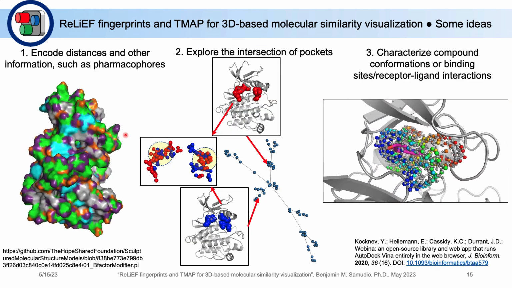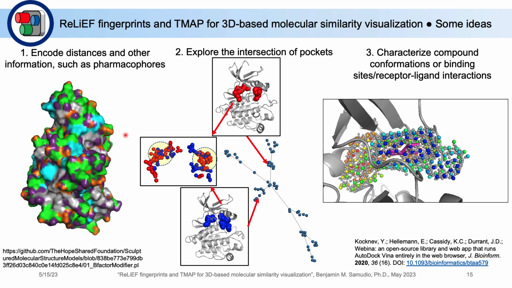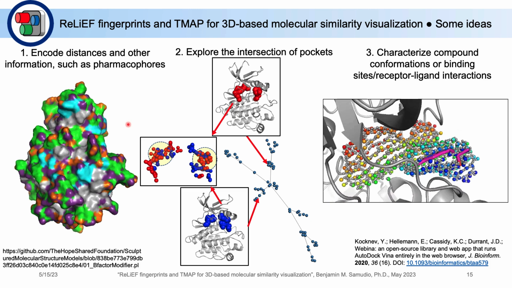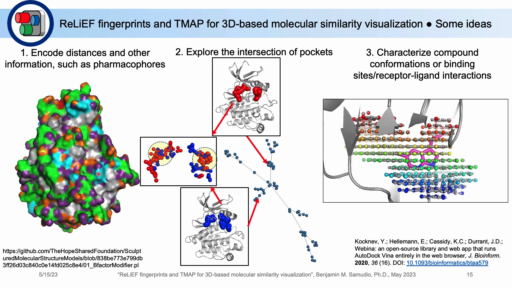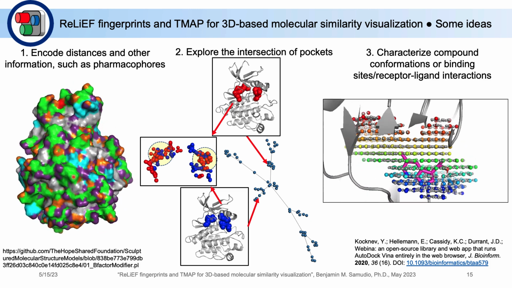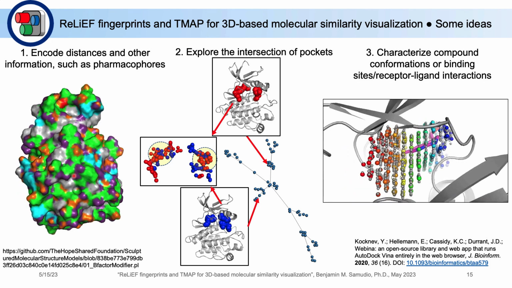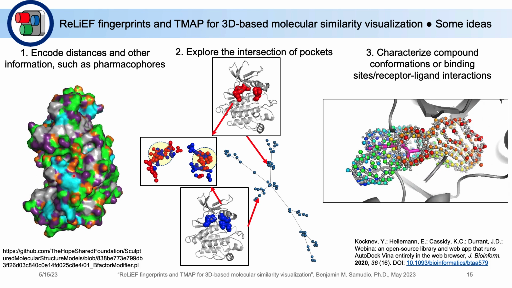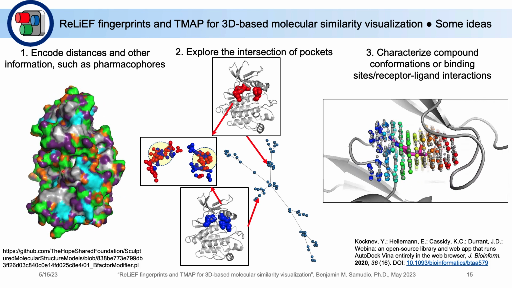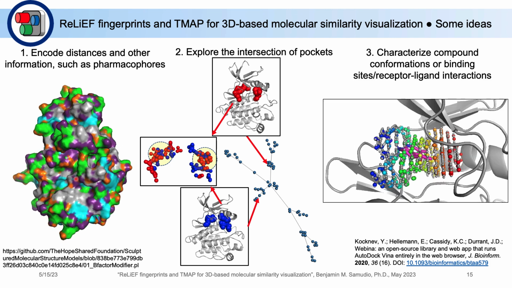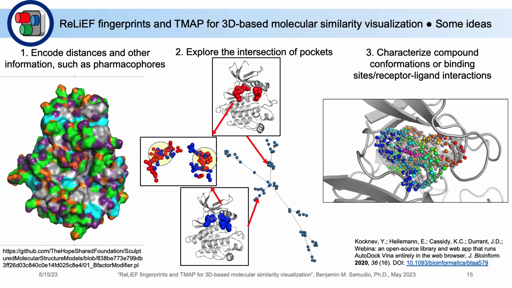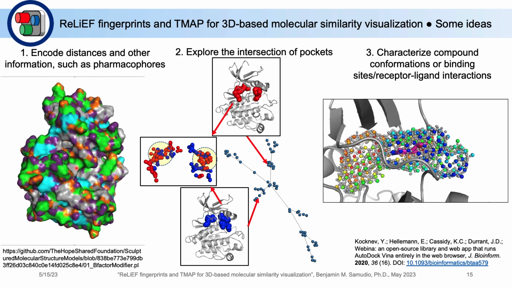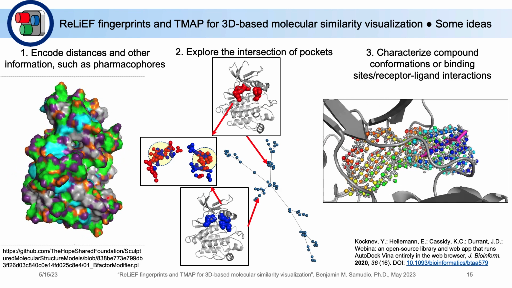So what are some things that can be done with this? One, we can encode distances and other information such as pharmacophore. Here I'm showing one of the conformations of Abl kinase that is colored by pharmacophore. Again, because the fingerprints can capture anything that can be encoded in text, we can encode not only the distances within this protein, but also the pharmacophores that exist at certain points within the protein. So all of that can be encoded in the fingerprints.